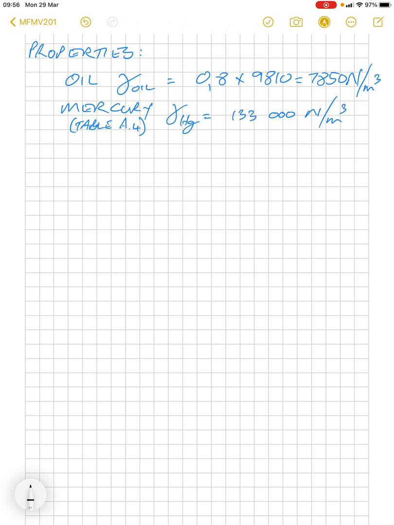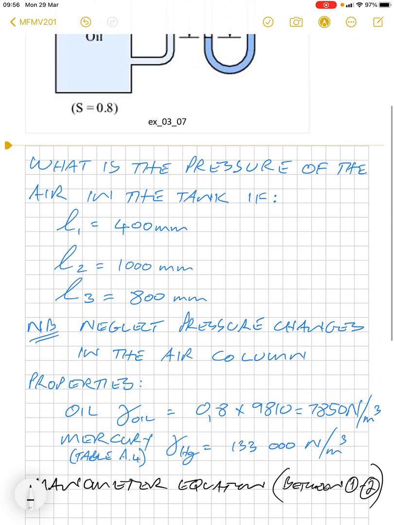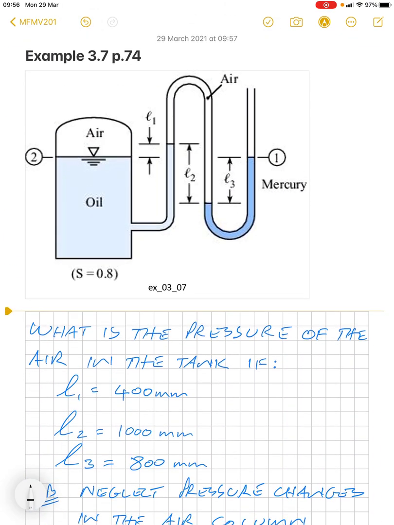Alright, so we start with this problem by stating the manometer equation. In the manometer equation we're applying between point 1 and 2. So if we look at our diagram again, we've got point 1 in the tank at the oil level, and then we've got point 2 in the pipe, the mercury level. So we're applying the manometer equation.